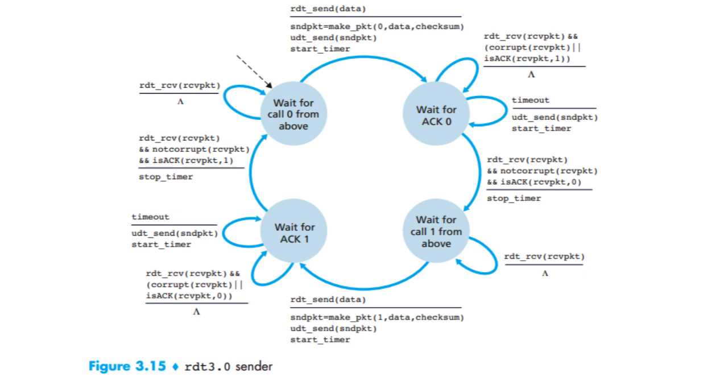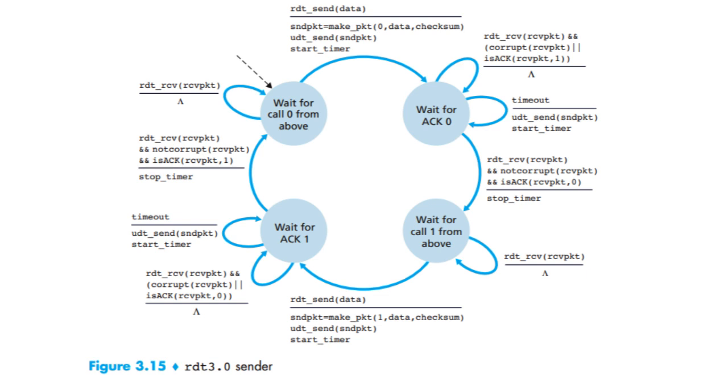RDT 3.0 introduces a timer at the sender side. If the acknowledgement is not received within a particular time, the sender resends the packet. This method solves the issue of packet loss. This is the representation in a finite state machine. It mainly has 4 states.